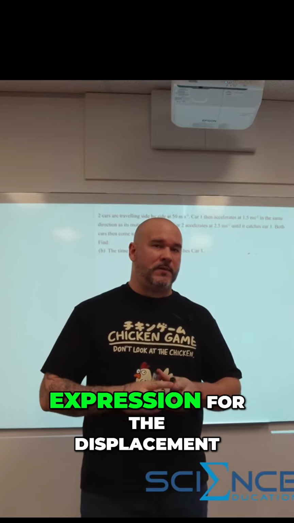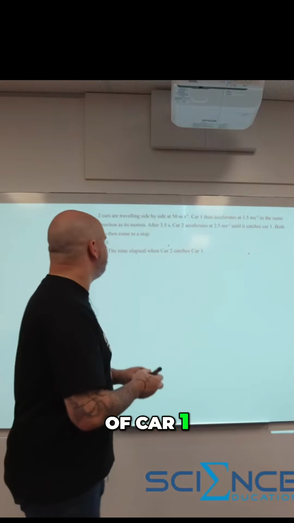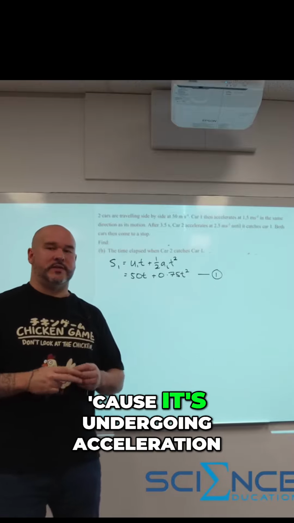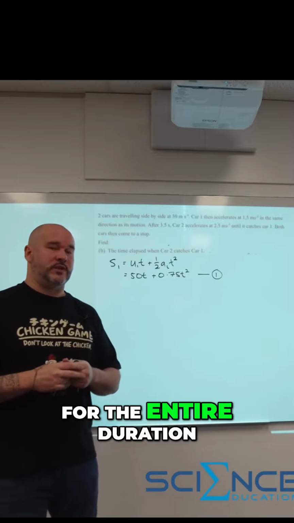So let's find the expression for the displacement of car 1. This one's pretty straightforward because it's just a simple s = ut + ½at², because it's undergoing acceleration for the entire duration of time.